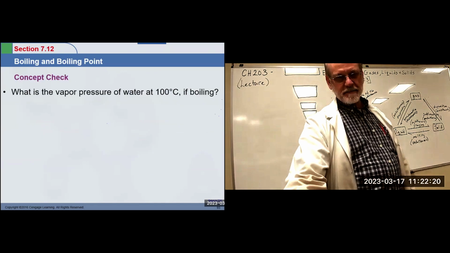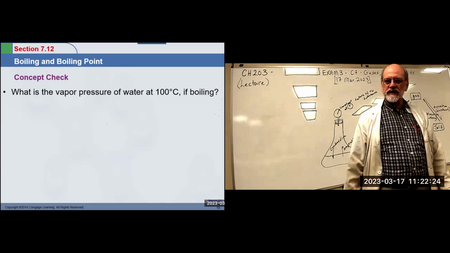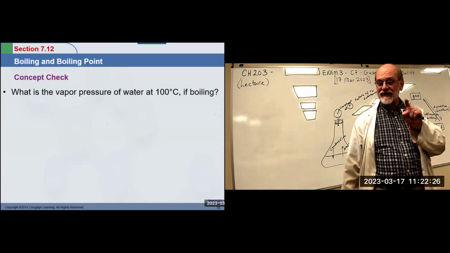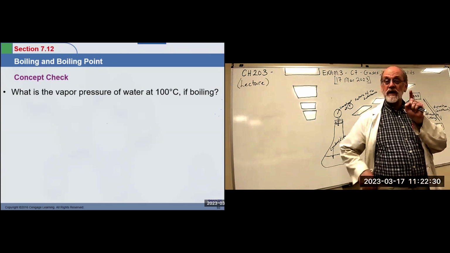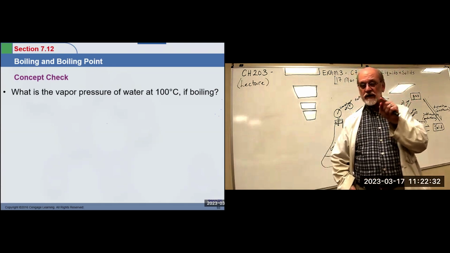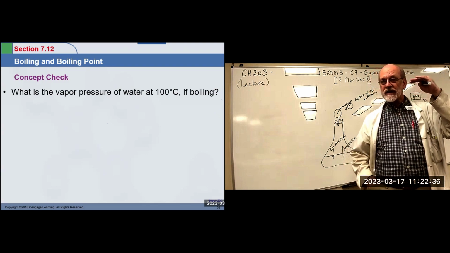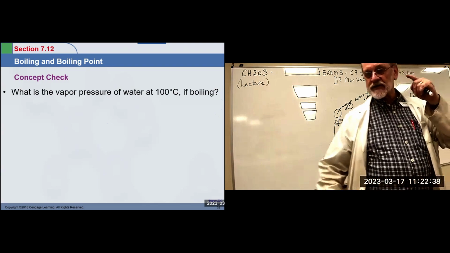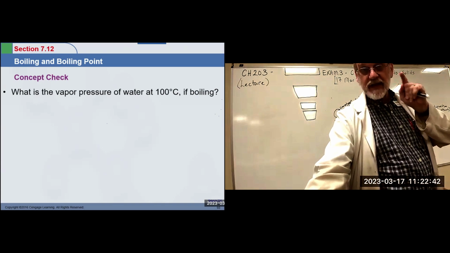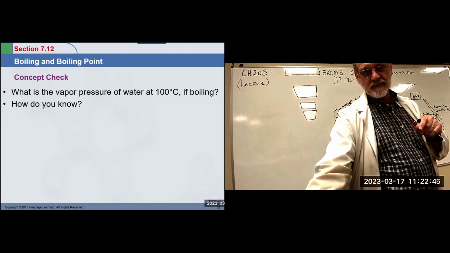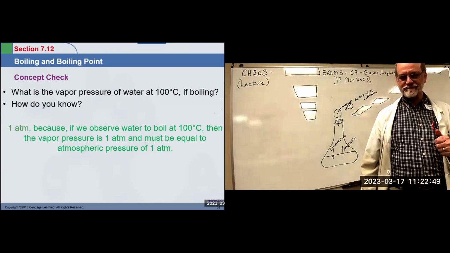All right. What's the vapor pressure of water at 100 degrees C if it's boiling at that temperature? We know that water boils at 100 degrees C only when the external pressure is 1 atmosphere. So the vapor pressure of water at that temperature, if it's boiling, is 1 atmosphere.